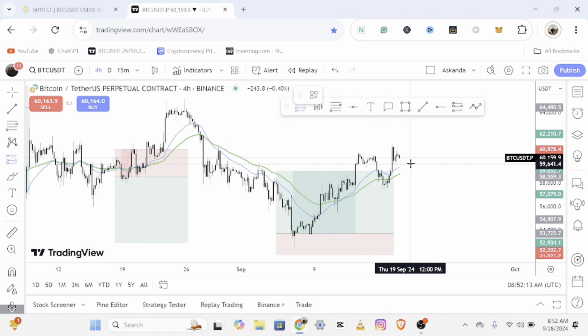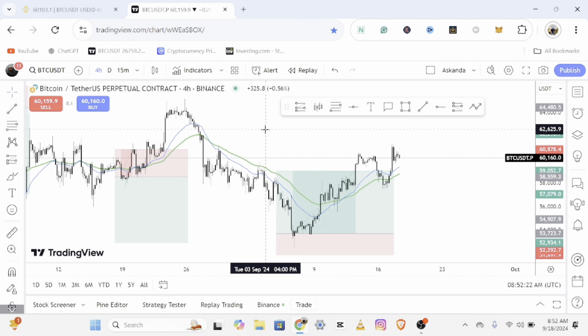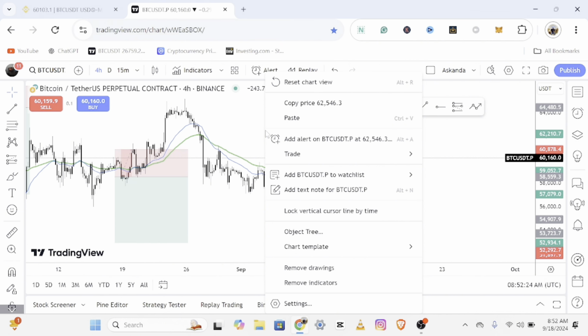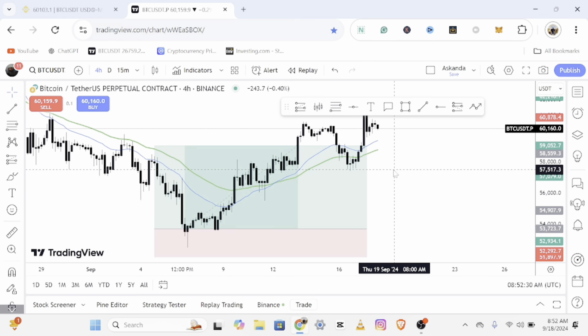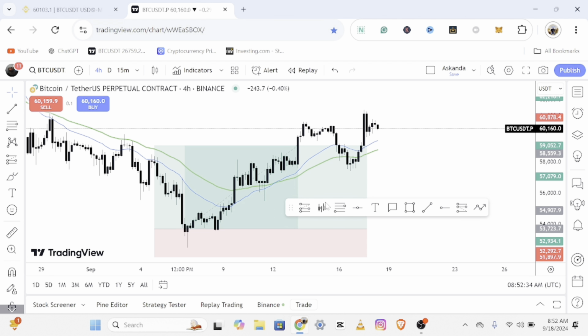Then I'll come to where the price entry is. If you are going to enter a particular trade, make sure you reset the chart so that you can fully see it well. So I'll right click here, then I'll scroll down to reset my chart. Drag it to the left hand side so I can fully see where the market entry is, which is 60,160 USD. I'll now click on the long position aspect here. Okay.